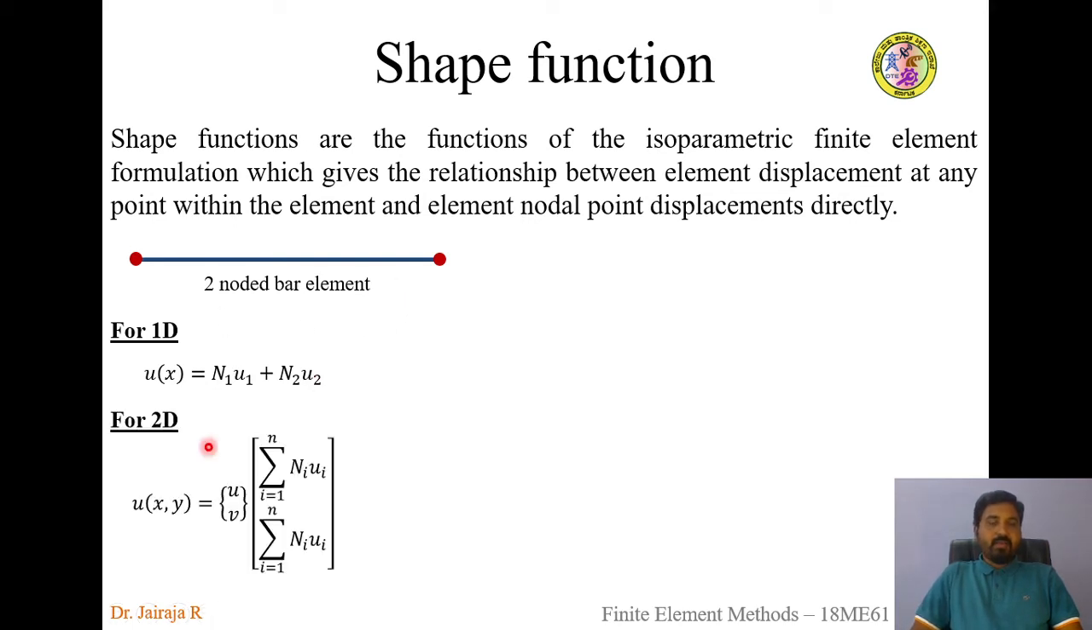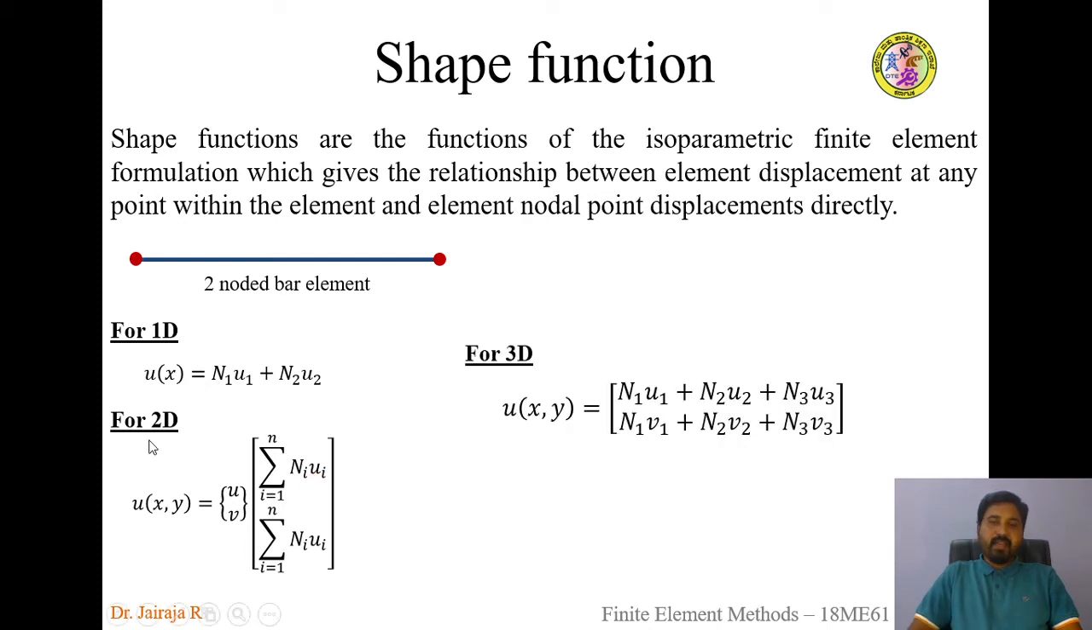So for 2D problems, u of xy is equal to the summation from i equal to 1 to n of ni ui, and likewise for v. For 3D problems, u of xy is equal to n1 u1 plus n2 u2 plus n3 u3, and v is n1 v1 plus n2 v2 plus n3 v3.